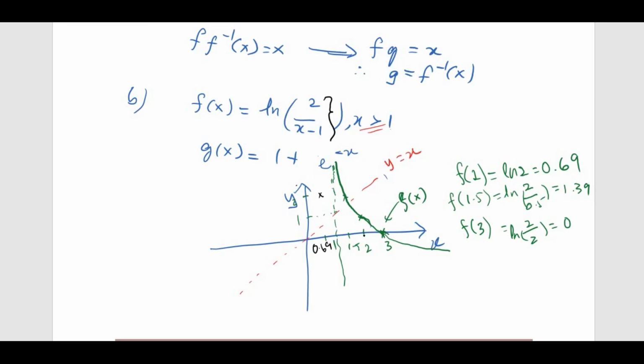And then what else? You have 1.39 and 1.5. Let's say here this is 1.5 and 1.39 here, and 1.5 is lower than the first one. So you have this point. And then you have the point 3, 0, so the inverse will be 0, 3. It should be up here at 3. Is that clear?